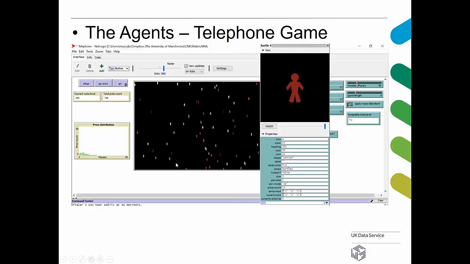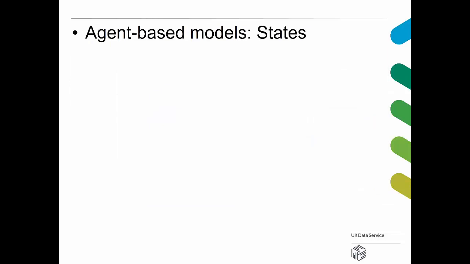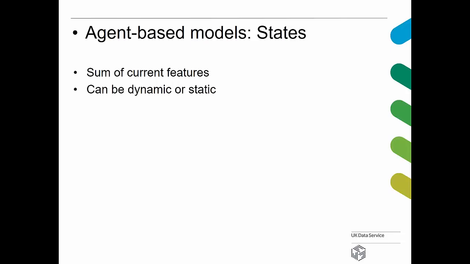You can also see the world state here, because you can see the noise level and the total prize count, so that's relevant to the world, because states are basically the sum of their features. So the world has a state, the agents have a state, they can change all the time, some or all of it can be quite static. And these can be things that can change dynamically based on things that you give or the agents give to the world or other agents.